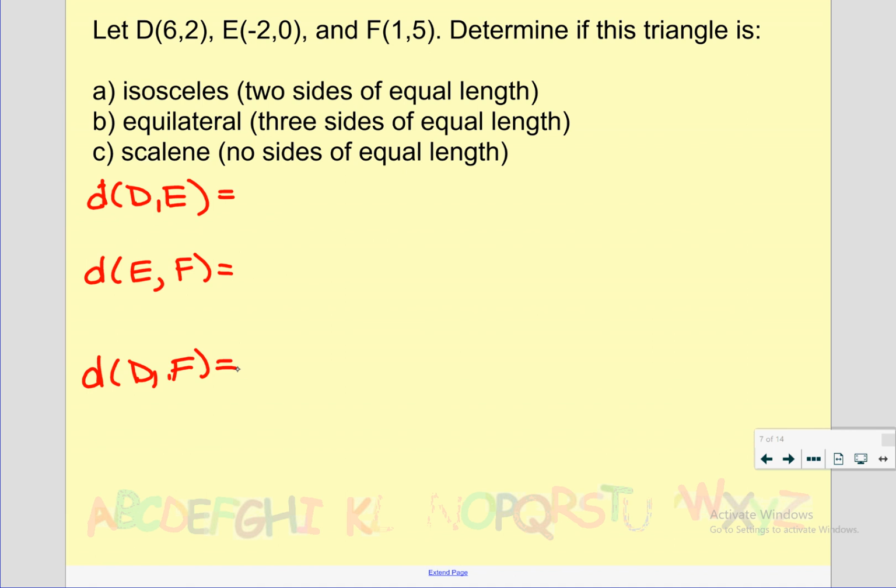If all 3 are the same, it's equilateral. If 2 are the same, it's isosceles. And if none are the same, it's scalene. So with your partner, do it. I'll give you a minute.